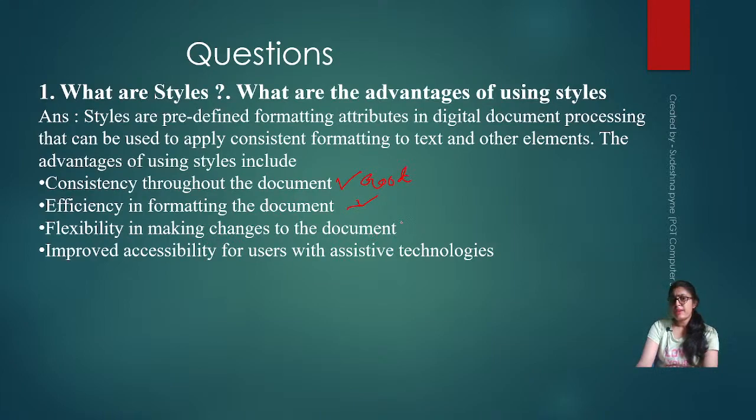Flexibility in making changes to the document. That means whenever we need a change inside a document, we don't need to change each and every page. Whenever we change or modify a style, it will automatically reflect the change in the whole document. That is flexibility in making changes to a document. And improved accessibility for users with assistive technologies, that means it will improve accessibility for all users who are using OpenOffice with assistive technology, right?